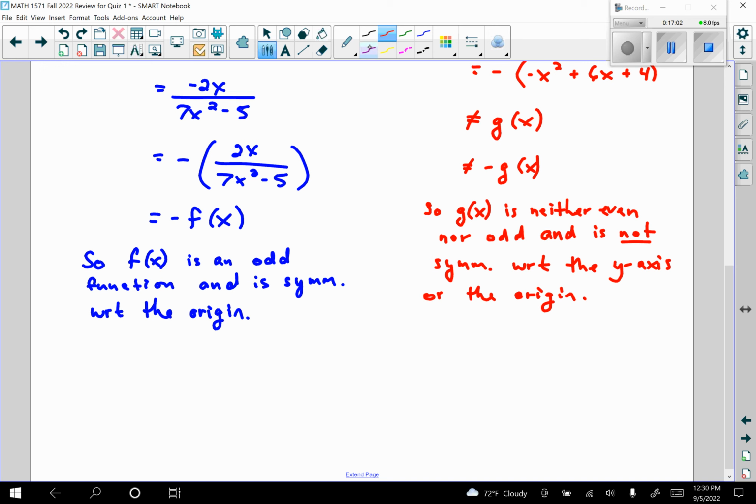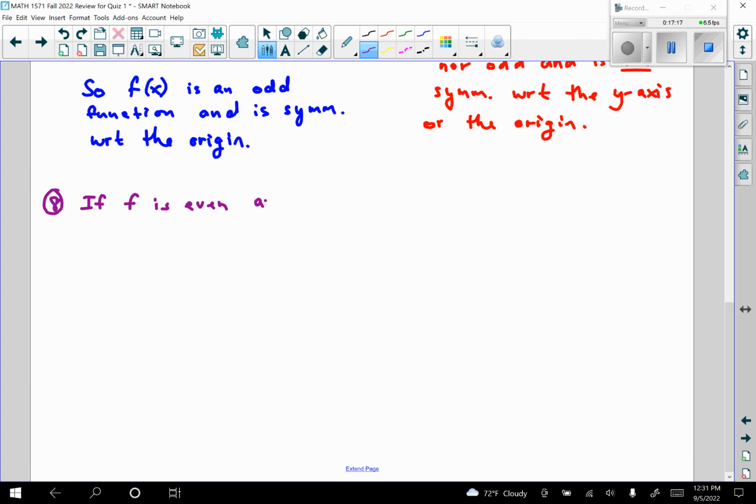Now question 8 was a little different. It's focusing on the ordered pairs associated with even and odd functions. So if f is an even function, and the ordered pair 2, 5 is on f, what this means is if we substitute in the opposite of x, we get the same output. Then negative 2, 5 must be on f.